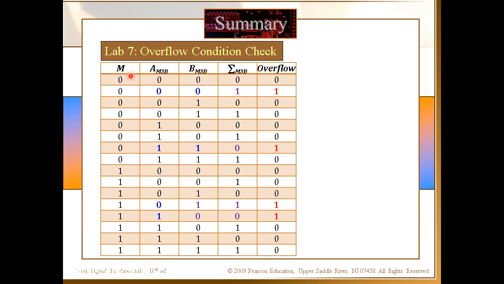Now what I did is I actually tried to write all the combinations of those numbers. See, these are only the MSB. As I said, to identify the overflow, all we need is the most significant bit. So this is the most significant bit of the first number.